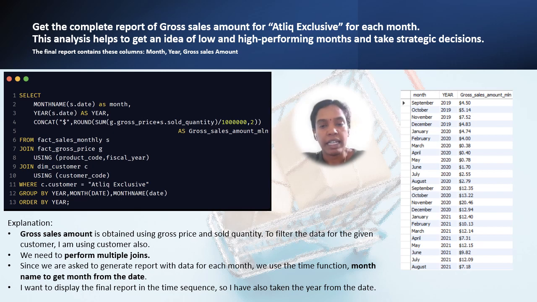Gross sales amount for Atliq exclusive for each month. This analysis helps you get an idea of low and high performing months and helps to take strategic decisions. Let's take a look at the query quickly. Here we find the gross sales amount by multiplying gross price and sold quantity, and we need to join various tables for this purpose. And for displaying per month, we need to use the time functions month name and year. Year is used to order the final result based on the real data.